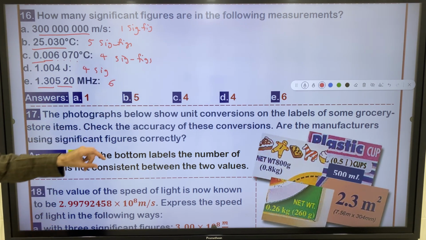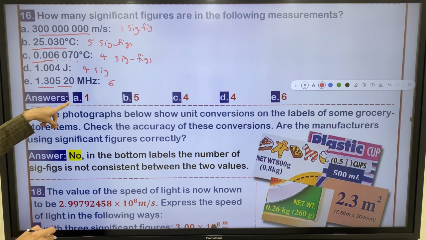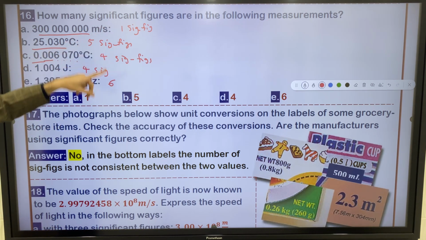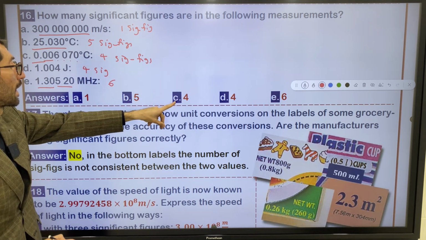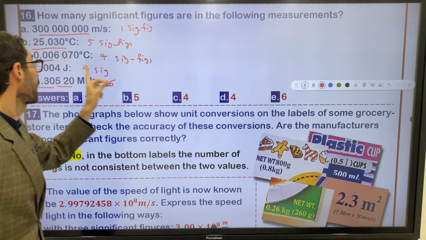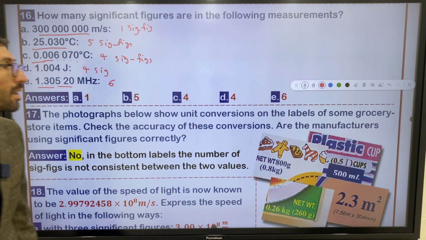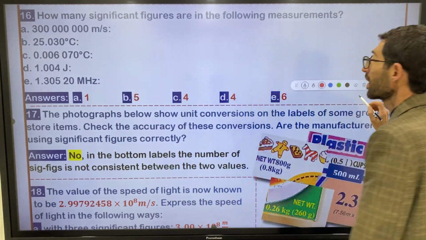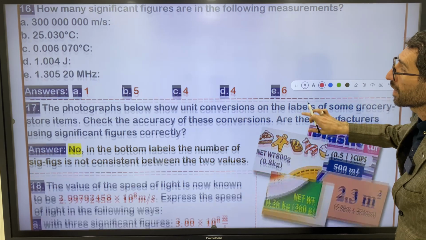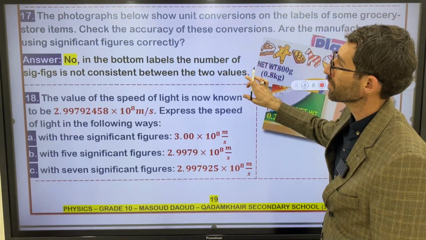Let's check our answers. The answer of A is 1. We solved it. B, 5. C, 4. D, 4. And E, 6. So we solved the problem in a correct way. Let's move on to another question.